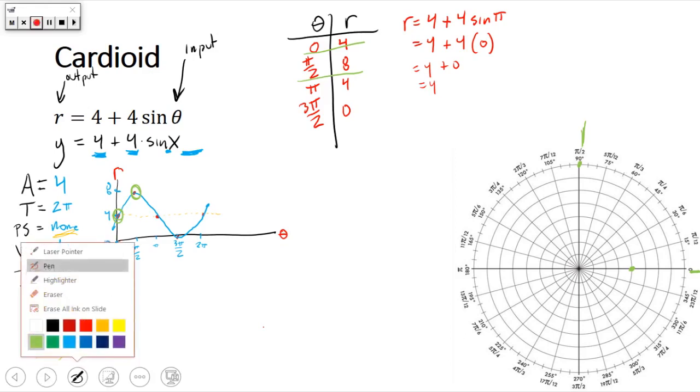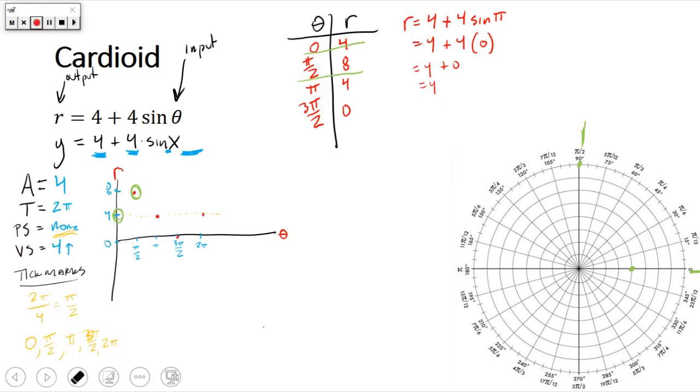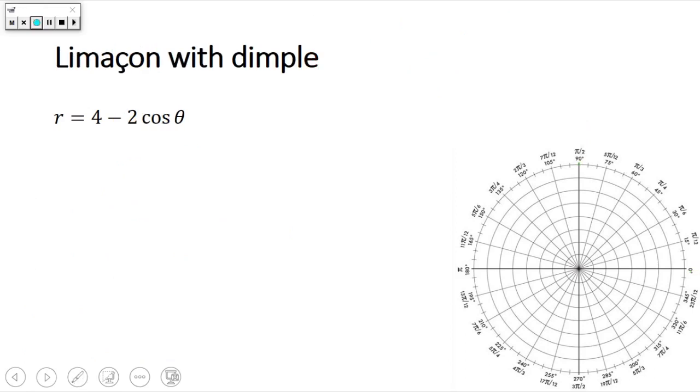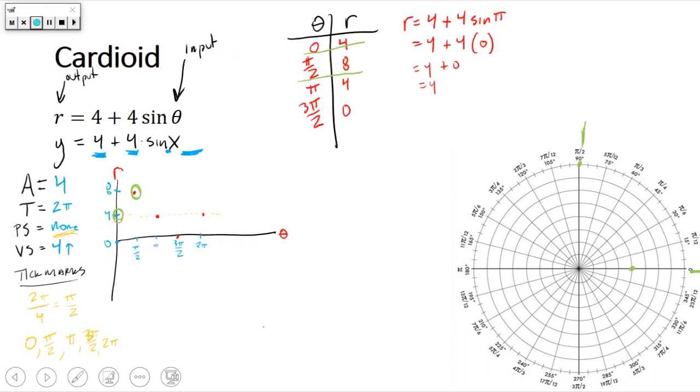Uh-oh, how do you undo that? I don't know how to undo that. Well, let me just draw the curve back in.